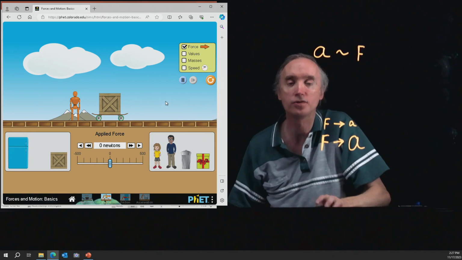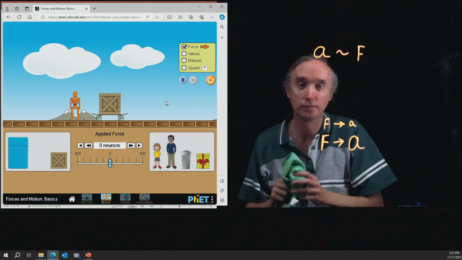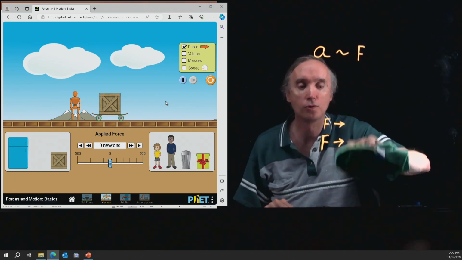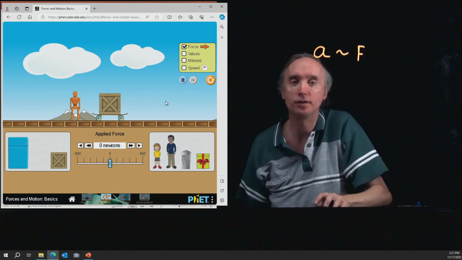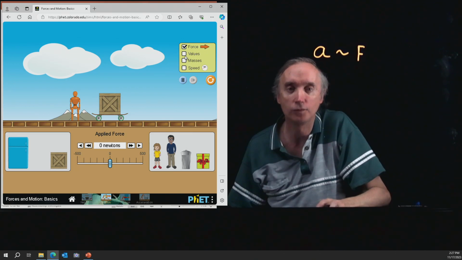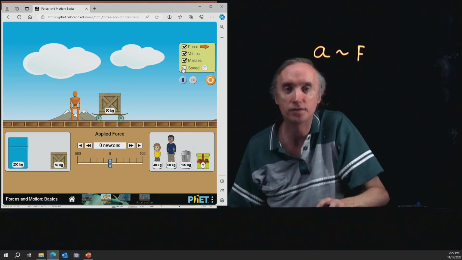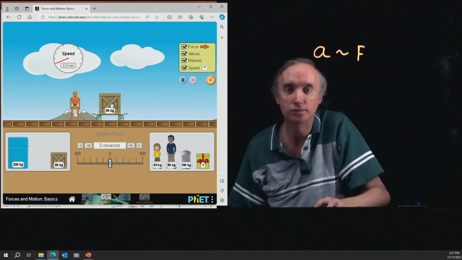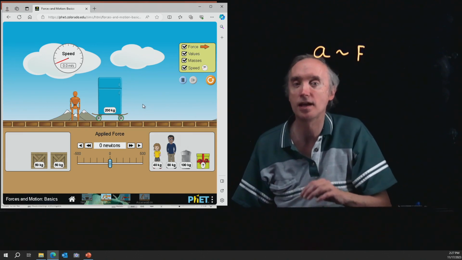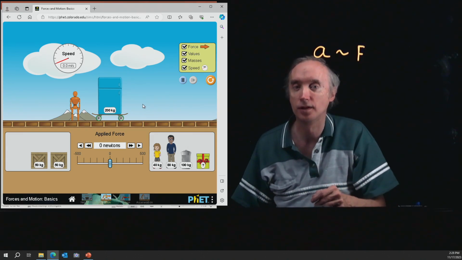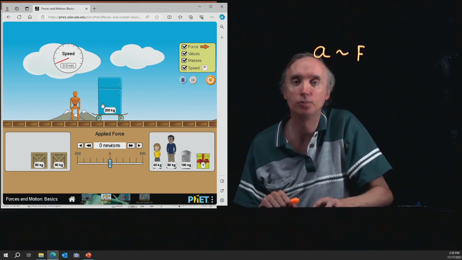And now we want to change the parameters of it, and this time we're going to change the mass. You notice that what we've got here is a box, and if we turn on these things here, you see that it tells you what the mass of this thing is. Now we're going to get rid of the box, and instead we're going to use the refrigerator. That refrigerator has more mass. Okay, so let's go ahead and push on it.